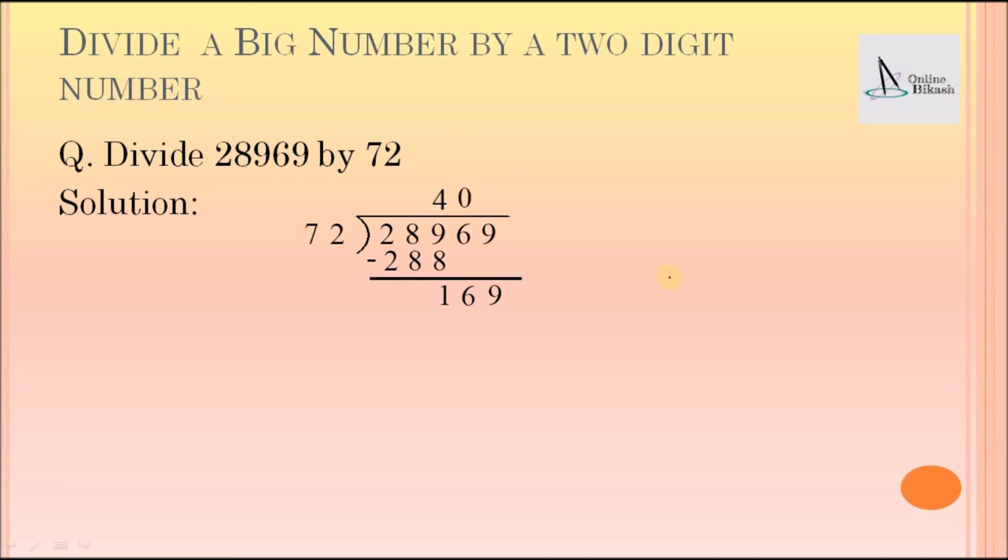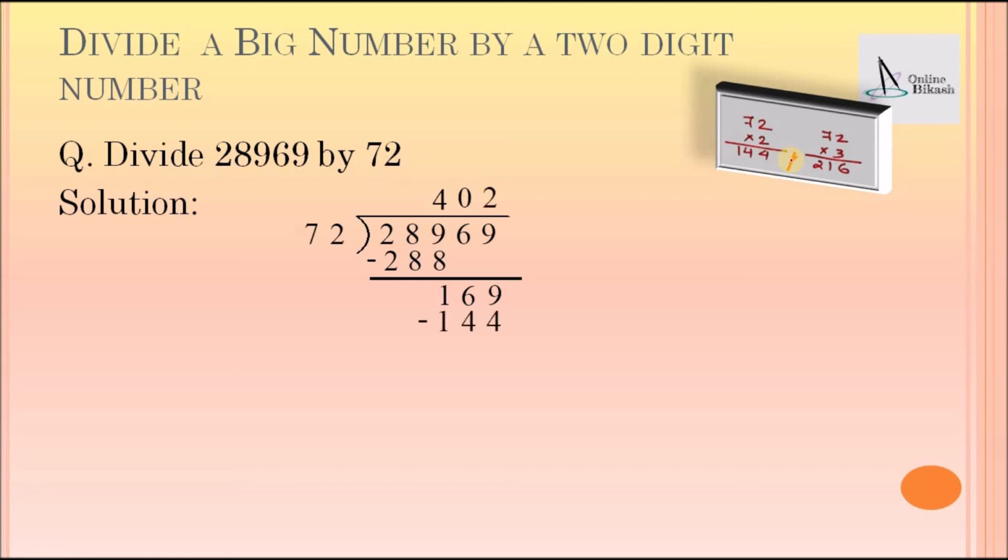Okay, now 169, 72, how many times 169? Or almost 169. 72 2s are 144, 72 3s are 216. Which one is the smaller one? 144, because 169 lies between 144 and 216. Yes or no? In between these two numbers, the 169 lies. So we will choose the smaller one. 72 times 2 equals 144. That will be written here.